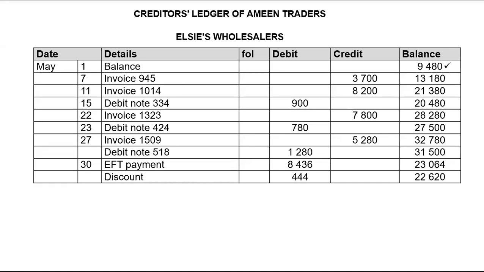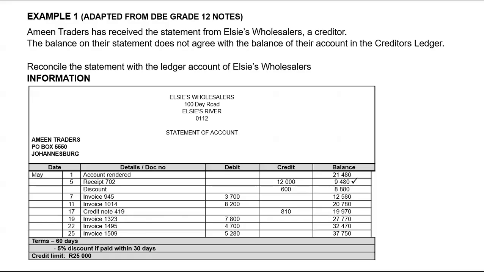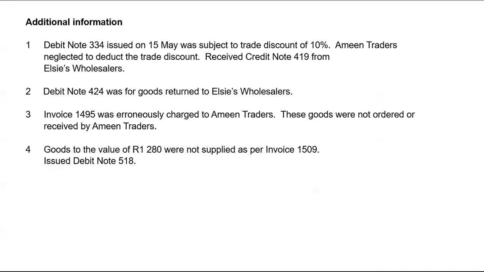In our books, we owe LC wholesalers 22,620. That's what we owe them in our books. We are Amen Traders. But in their books, they say we owe them 37,750. And this can't be. It cannot be. These balances must be the same. What they have in their books and what we have in our books must be exactly the same. Now, you will be given additional information that helps you notice who made a mistake. But before we even come to additional information, you're going to compare the two statements first.